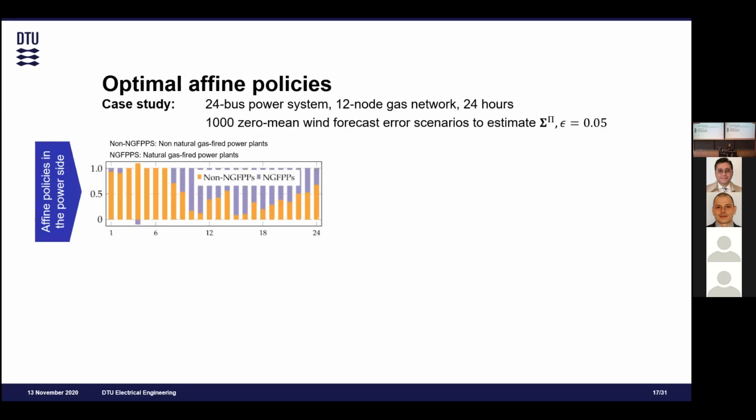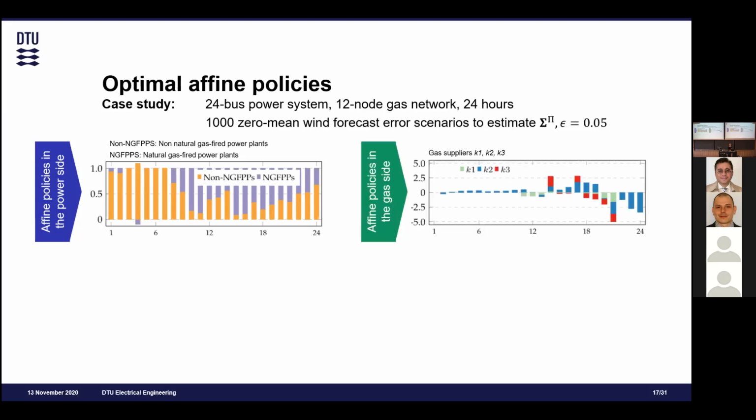When we look at some results of a small case study with 1,000 wind forecast error scenarios that are used to estimate the covariance matrix sigma, we can see here that gas-fired generators in purple are the main providers of flexibility in the later hours of the day. And this volatility of gas demand from gas-fired generators can be partly mitigated by Linepack, and then also response from gas suppliers is required, especially in the later hours of the day, as we can see here.